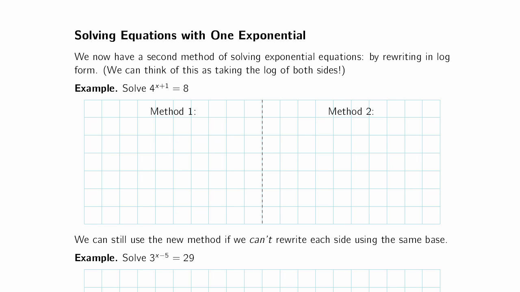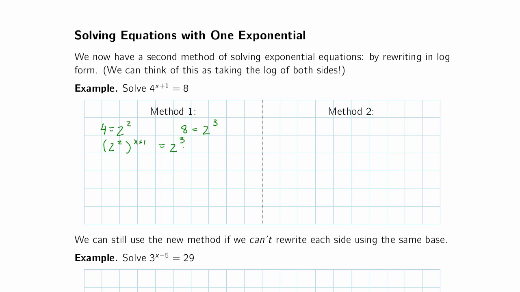So we already have one technique available to us for solving an exponential equation. We can rewrite both sides in terms of the same base, where that's possible. Now that's possible in this example. 4 to the x plus 1 equals 8. We can rewrite it as 4 is 2 squared, 8 is 2 to the third. And so this equation becomes 2 squared to the x plus 1 equals 2 to the third.